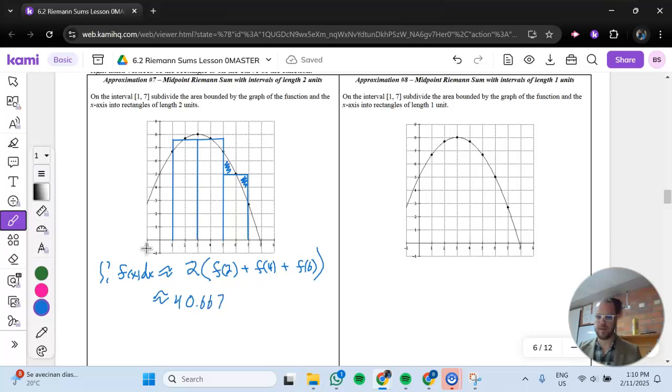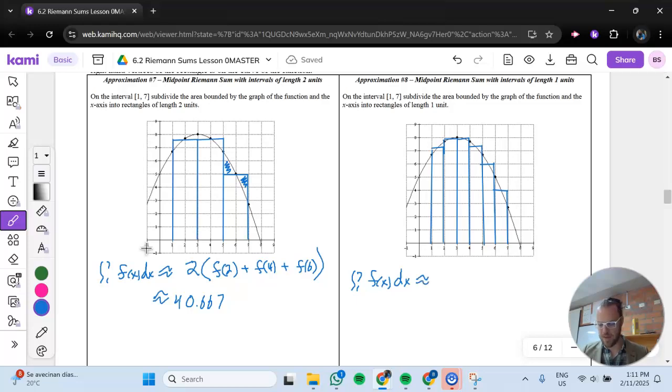Now, if we want to do the same thing, but go to a width of 1, don't worry, I'm not going to make you do 0.5 this time, then we're going to get our midpoints from 1.5, 2.5, 3.5, 4.5, 5.5, and 6.5. And you can see that again, this is what we talked about before, where the overage and underage are much more similar, but there's even less of them.